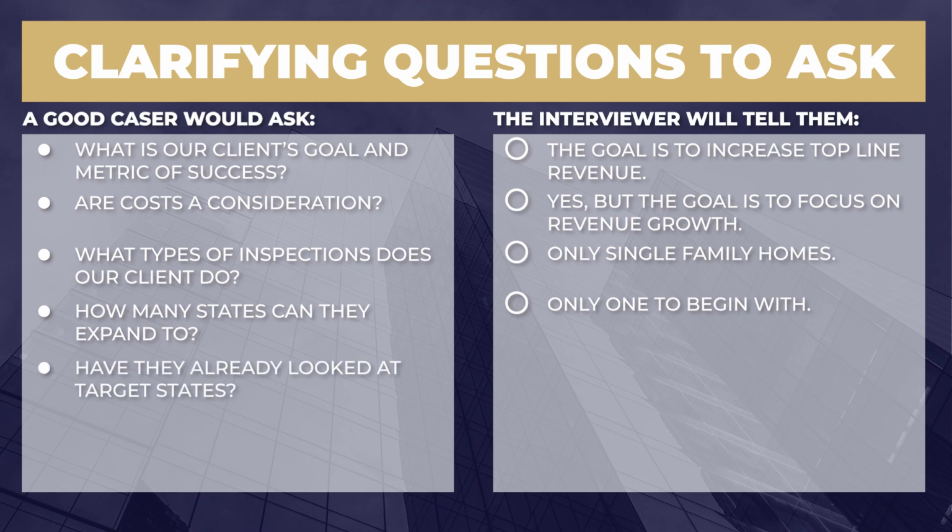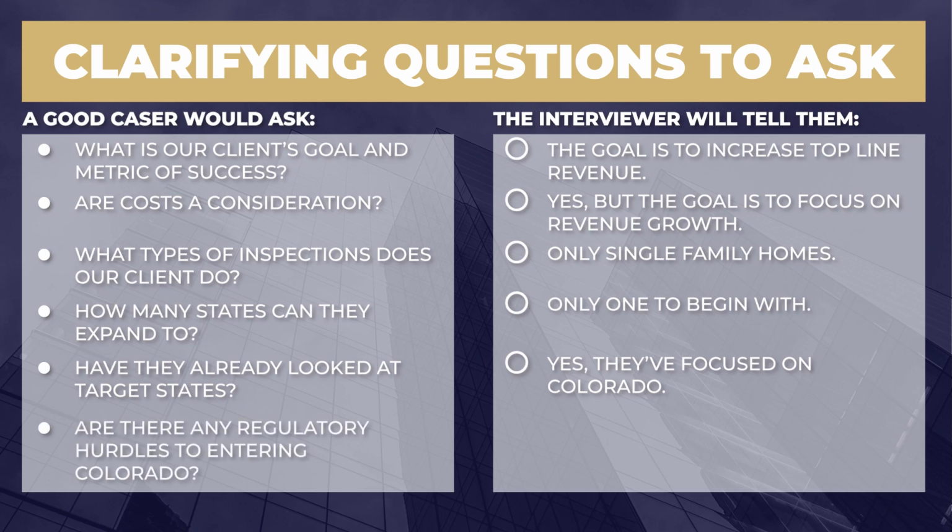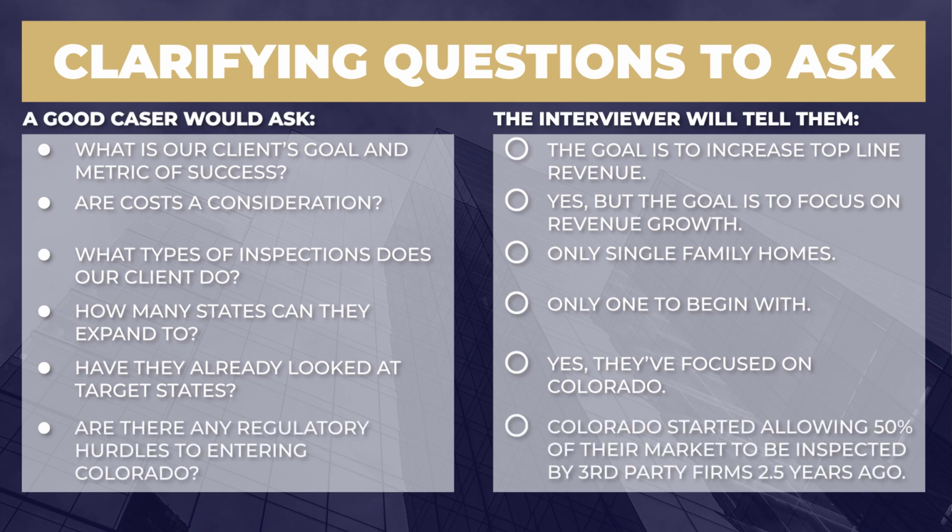Does the client already have a list of states they want to look into? Answer: yes. They're focused on Colorado. Are there any regulatory hurdles to entering Colorado? Answer: Colorado started allowing 50% of their market to be inspected by third-party firms 2.5 years ago. By asking these clarifying questions, you've learned a lot about the client and its goals. Without exploring them, you might have started exploring 49 states in the United States rather than just focusing on Colorado. Once you've asked your clarifying questions, ask for time to structure your thoughts.